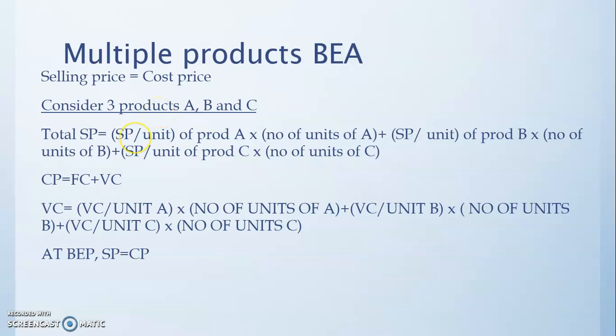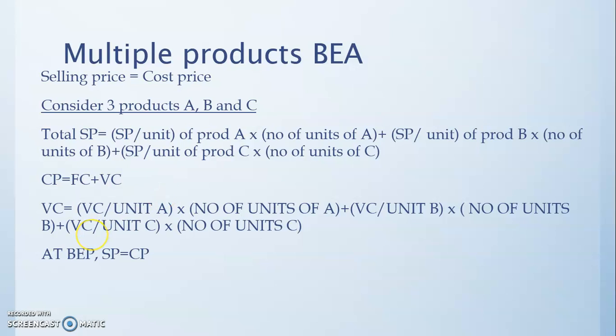Hello everybody. Let's now move into the multiple products break-even analysis. We have seen that at break-even point, always the total cost will equal the total revenue. So when you look at a multiple product company, let's assume that a company has three products A, B and C. So when you look at the break-even point, we must realize that there are three products and we need to consider the selling price and the cost of all the three products.